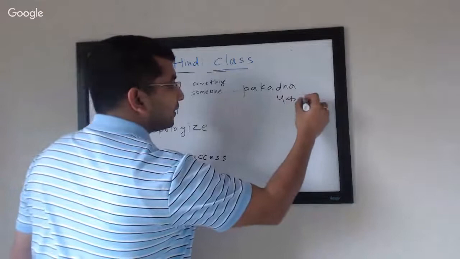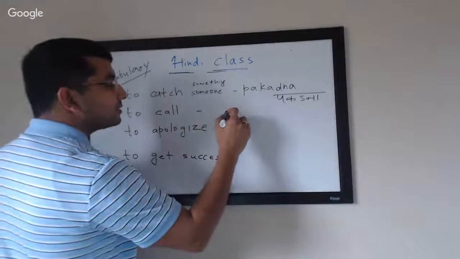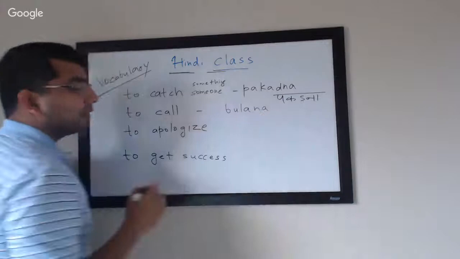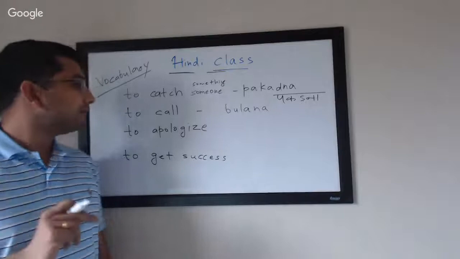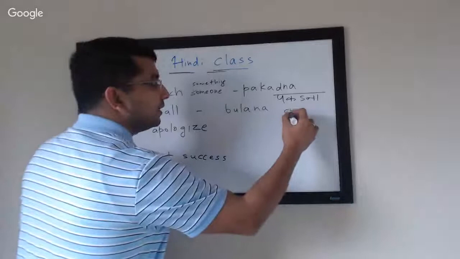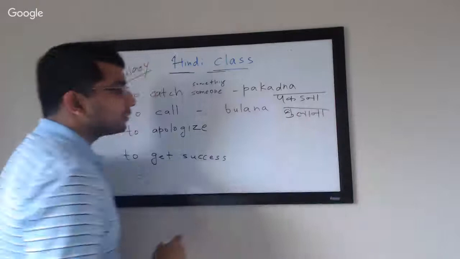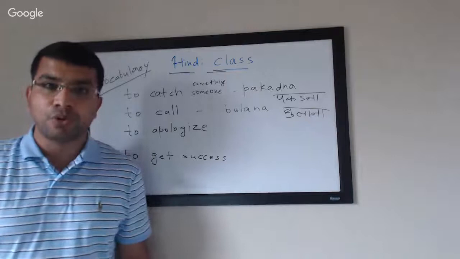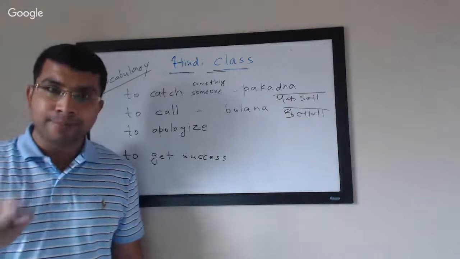The next one, to call, is bulana. Don't confuse this with bolna. Bolna is to speak. When you call someone, bulana. It will be b with u la, bulana. For example, I'm calling my son: main apne bache ko bulata hoon. I'm calling you, for example: main aapko bulata hoon. Bulana.